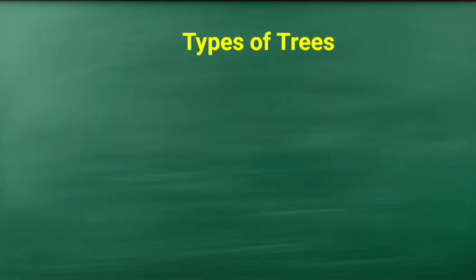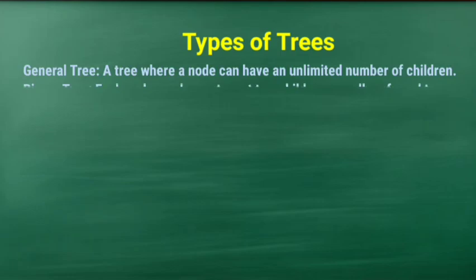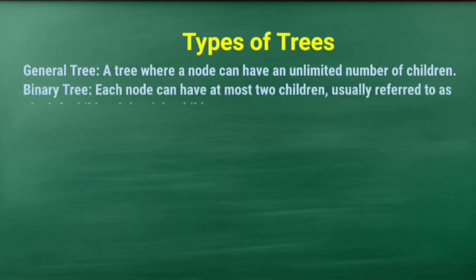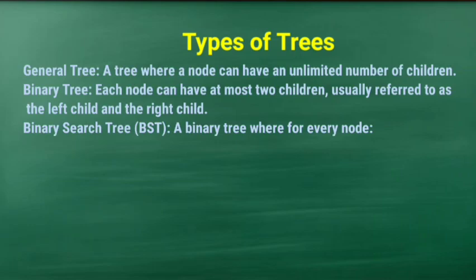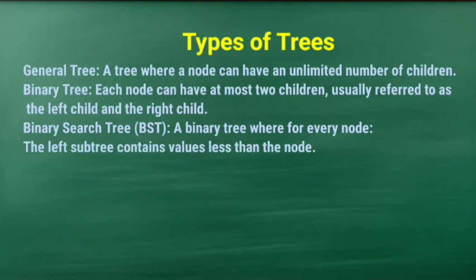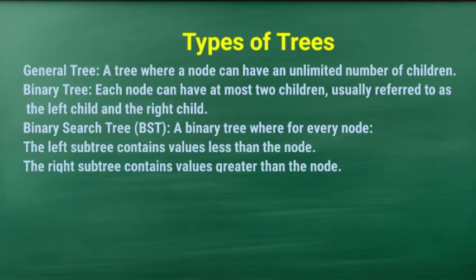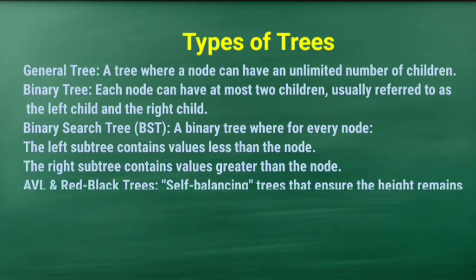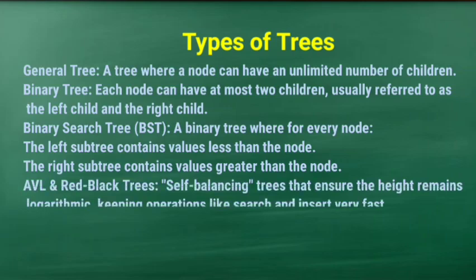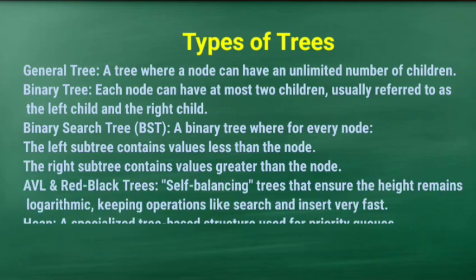Common types of trees. 1. General tree, a tree where a node can have an unlimited number of children. This is used to represent hierarchical structures like folder directories. 2. Binary tree, the most common type in DSA. Each node can have at most two children, typically referred to as the left child and right child.